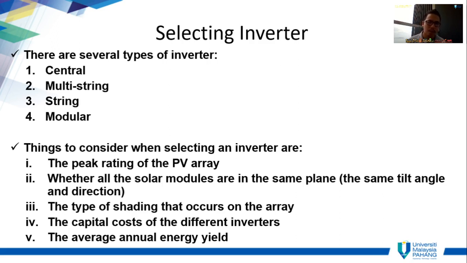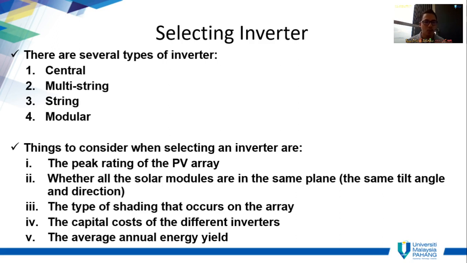The first one is the peak rating of the PV array. If you're going to install one string of PV modules, and each module is the 100 watt type, then you plan to put 10 in series. It means that the peak rating of your PV array is 10 multiplied by 100 watt. You're going to get 1 kilowatt. So that 1 kilowatt is the peak rating of the PV array.